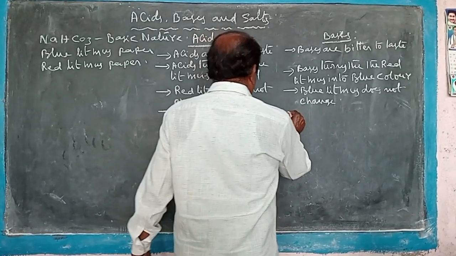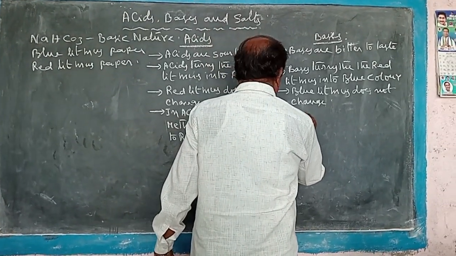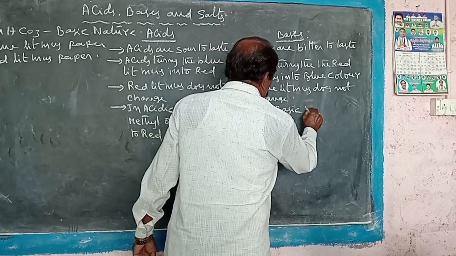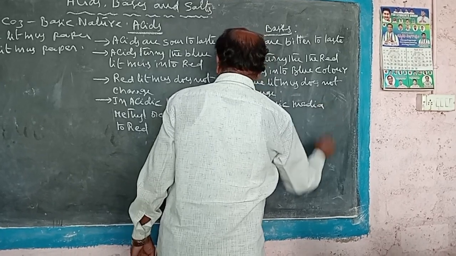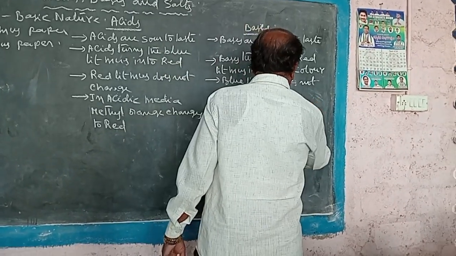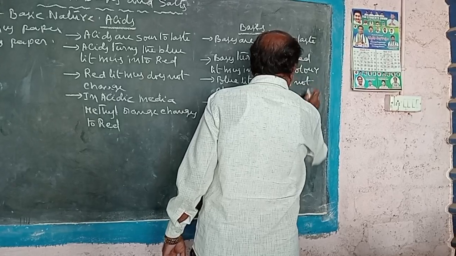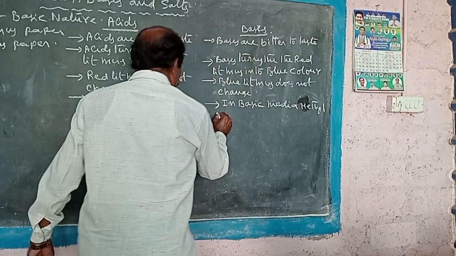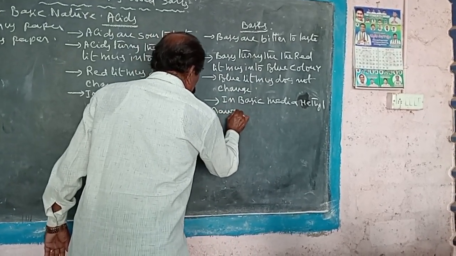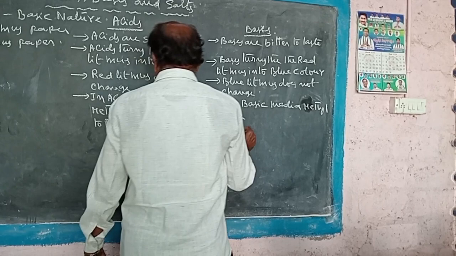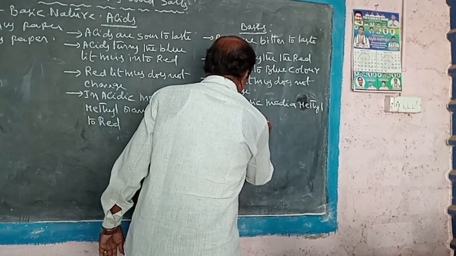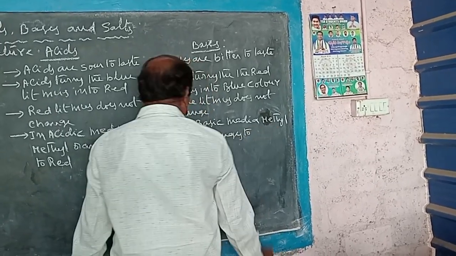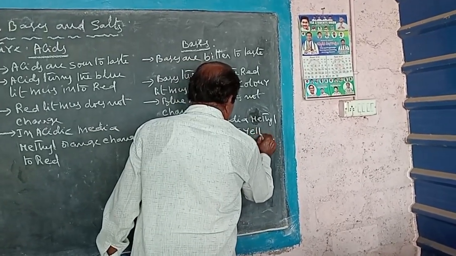Now in basic media, methyl orange indicator changes to yellow color.